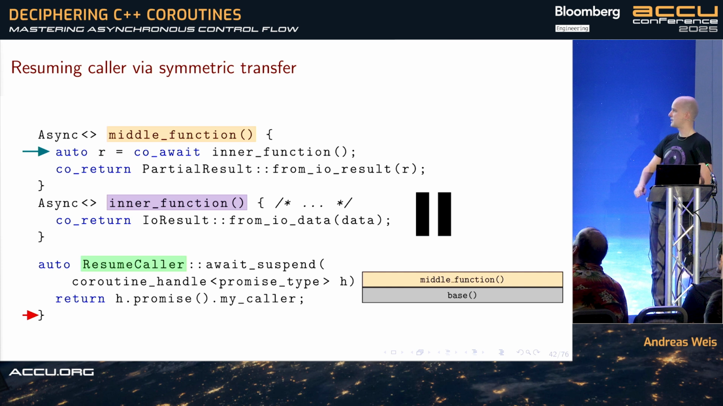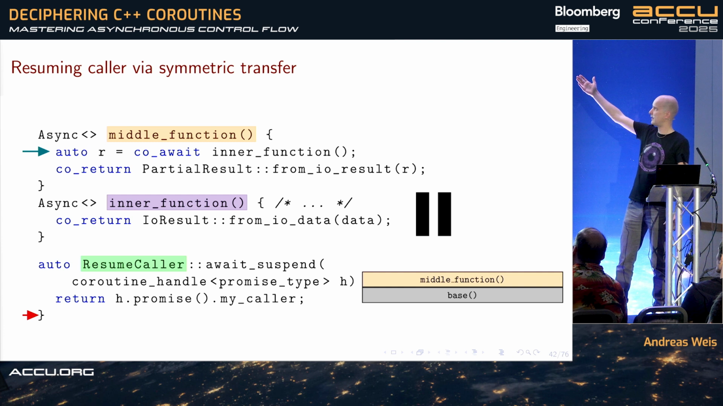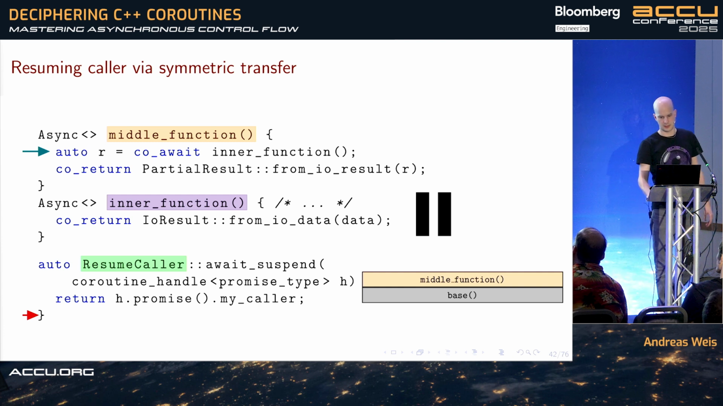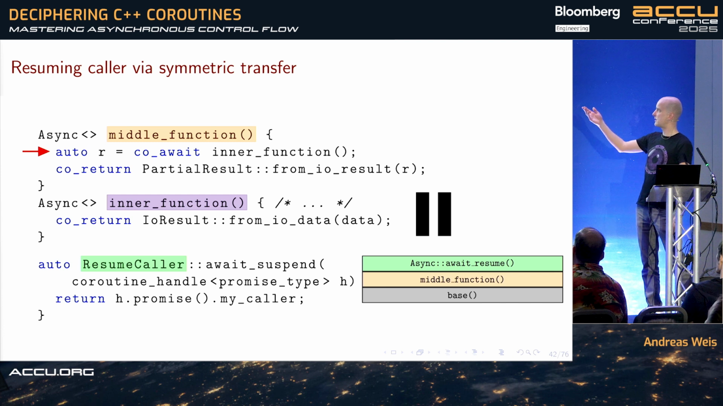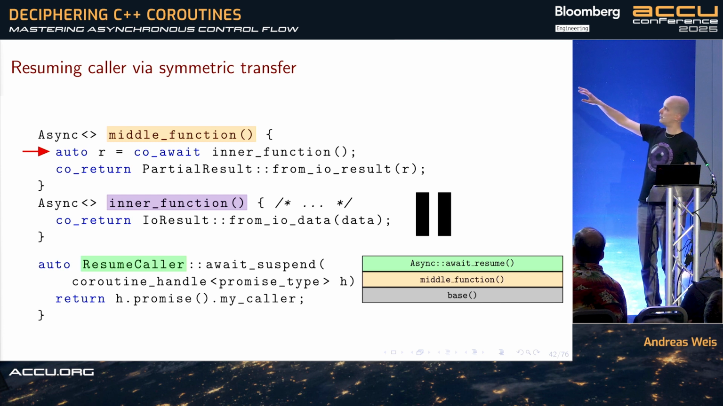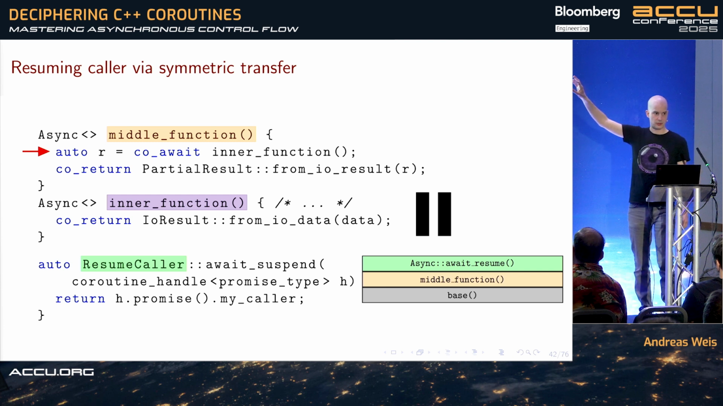So what happens now? The inner function is done, its body finished executing, but now it hangs in the air in this suspended state. So what happens is that the middle function now wakes up, right? Await_resume is called on this awaitable that was returned by the first call to the inner function.